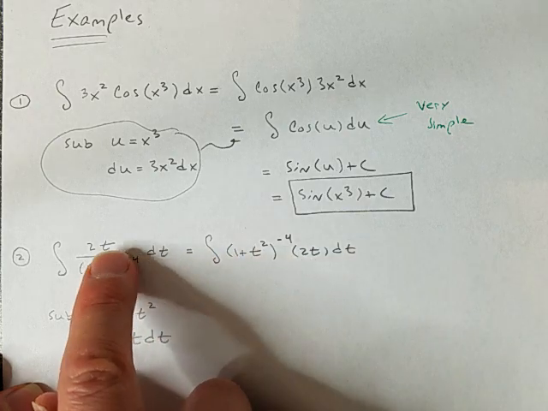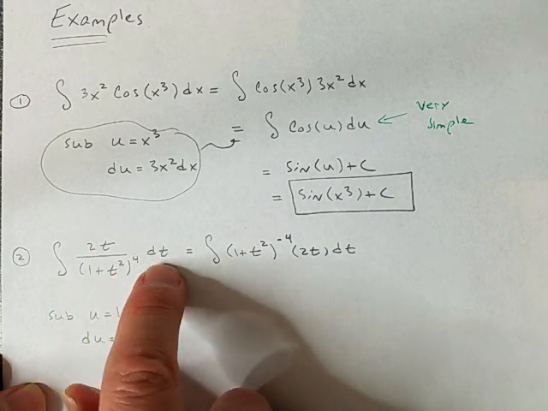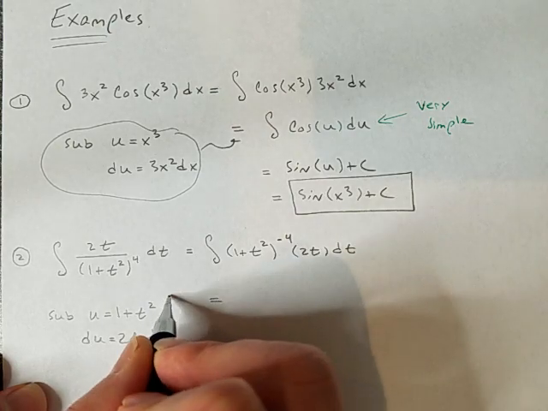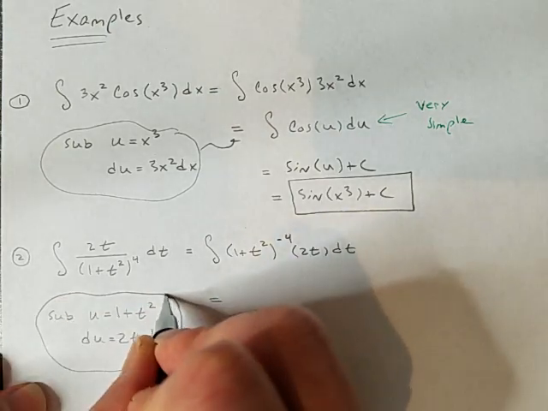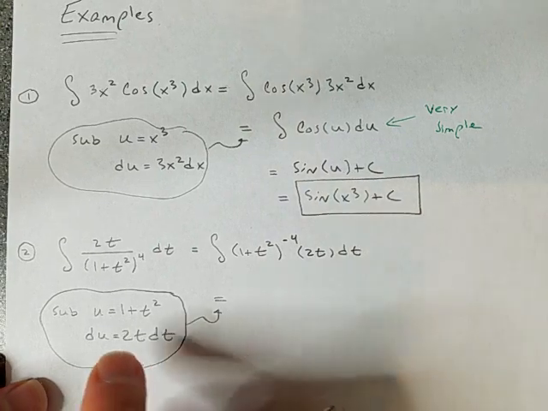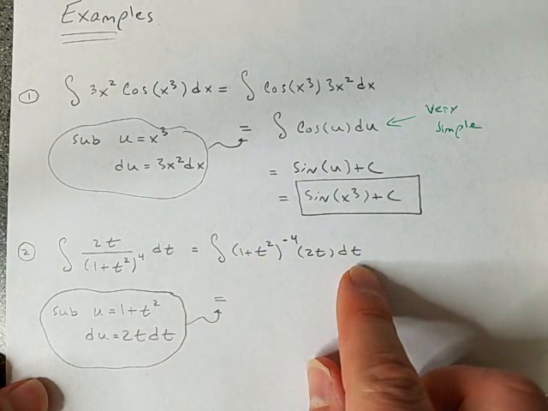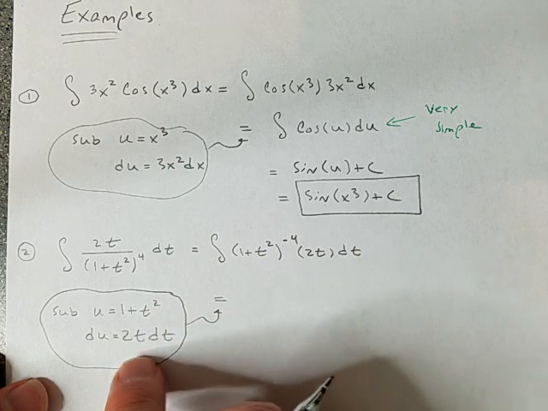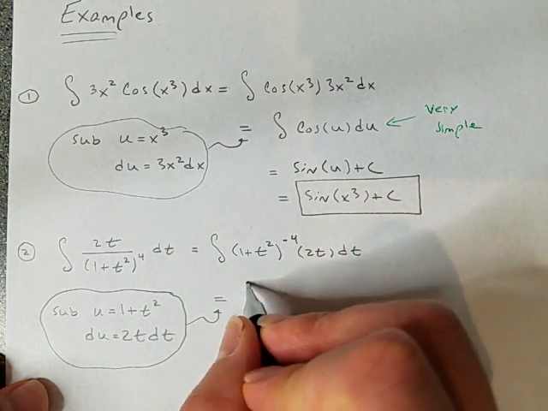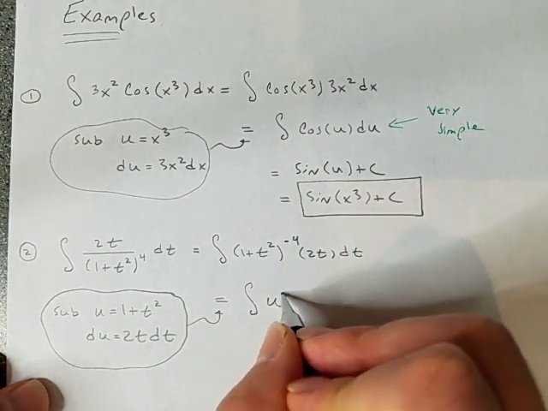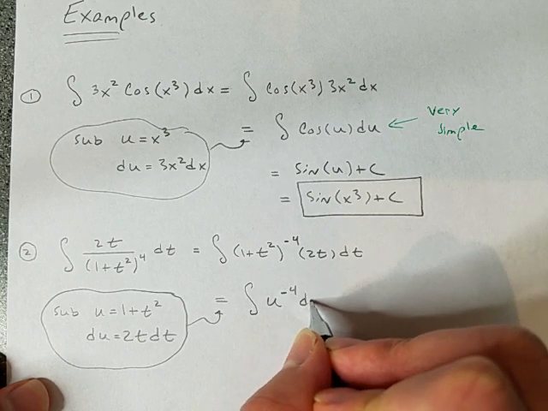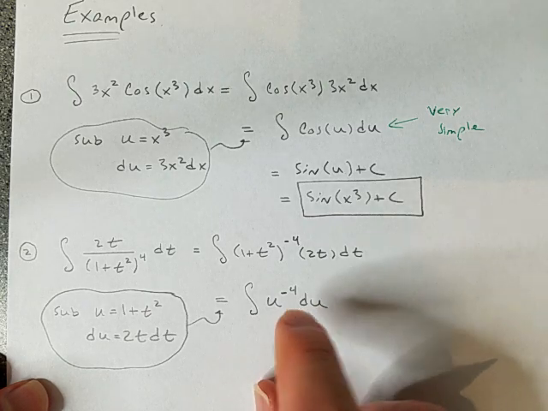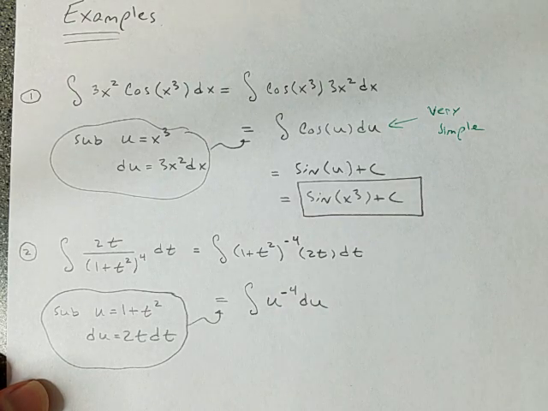Okay? And the 2t was above the bar and dt. Okay, it's all there. So right here, in this step, that substitution can be accommodated. 1 plus t squared, that will be u. 2t dt, that will be du. Okay? So, all right, let's see. U to the minus 4th power du. Everything can be substituted. This one you can work.